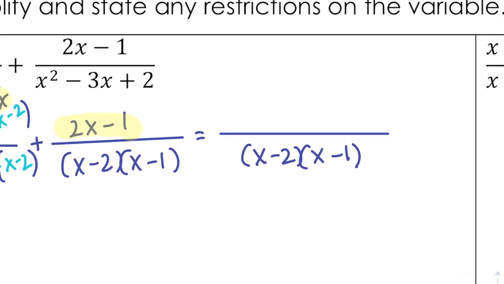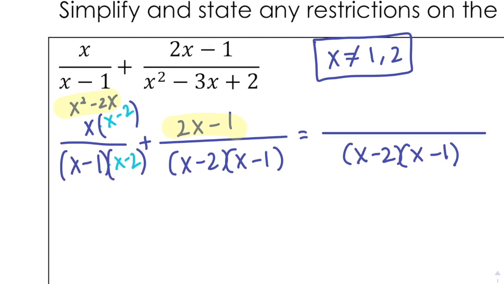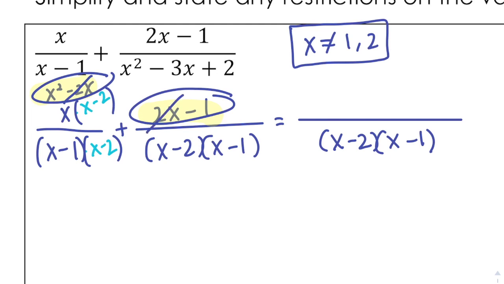Which means that x cannot be positive 2 or positive 1. And now I'm going to look at my numerator. So x squared minus 2x plus 2x minus 1. Those 2x's would cancel out. I'm left with x squared minus 1.